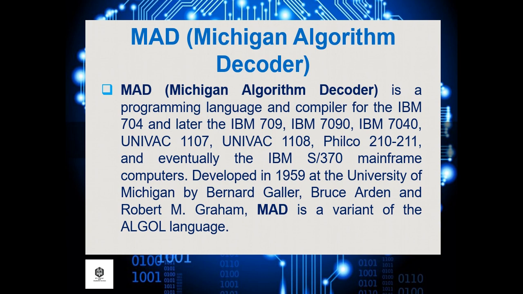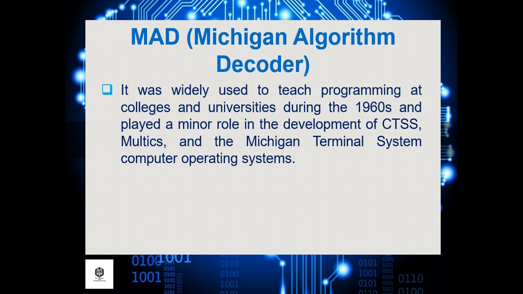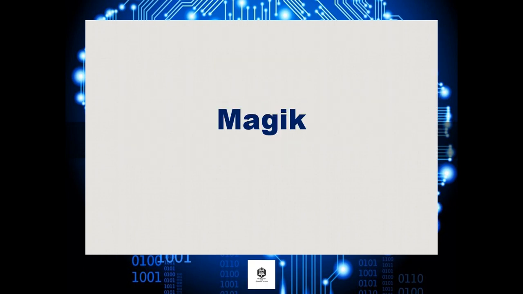Developed in 1959 at the University of Michigan by Bernard Galler, Bruce Arden, and Robert M. Graham, MAD is a variant of the ALGOL language. It was widely used to teach programming at colleges and universities during the 1960s and played a minor role in the development of CTSS, Multics, and the Michigan Terminal System computer operating systems.